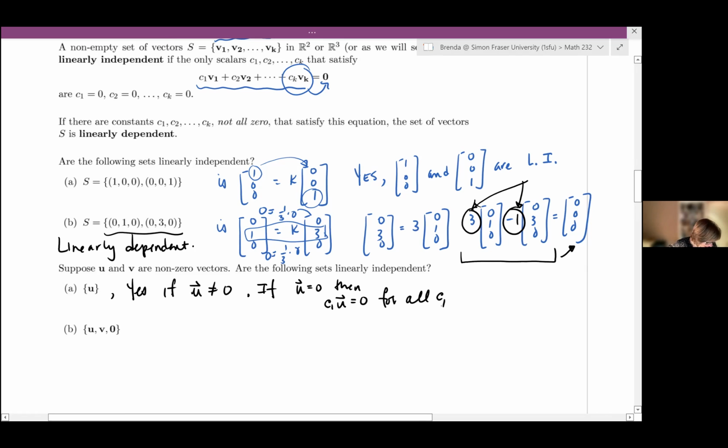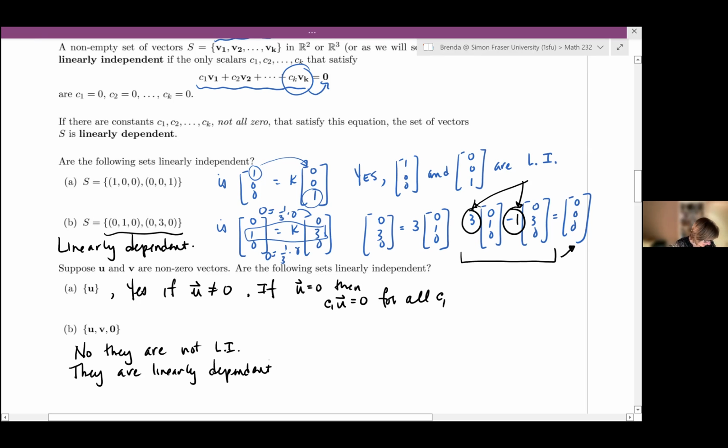Okay, here's another thing. We have two vectors here. They're non-zero vectors. Are they linearly independent? The answer is no. They are not linearly independent. Let's see why. Another way of saying it, they are linearly dependent.